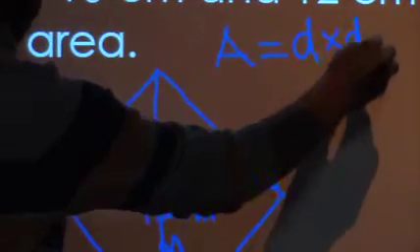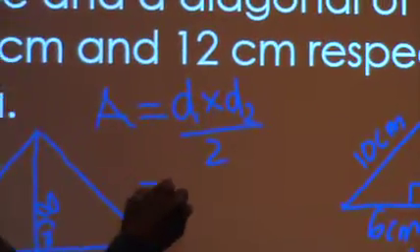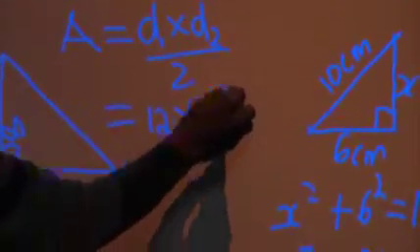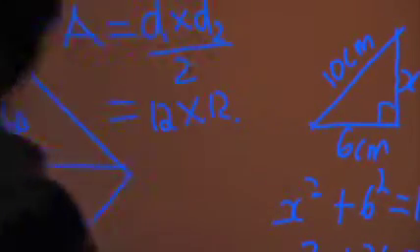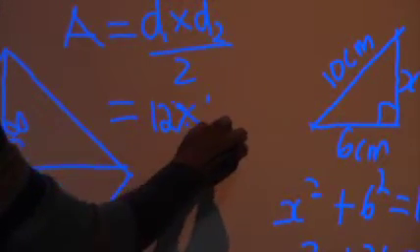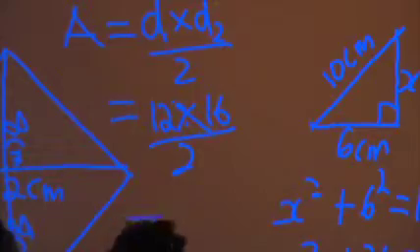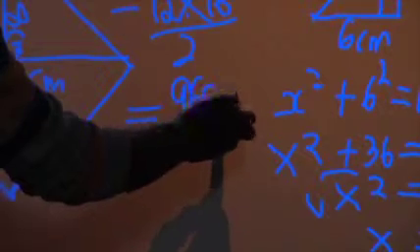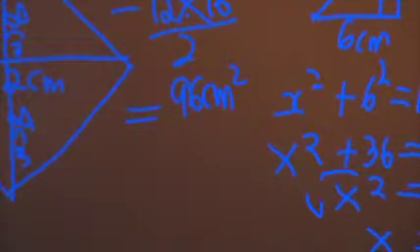We know by rule that the area of a rhombus is given by the product of the diagonals divided by 2. So our diagonals here will be 12, and the other one is 16. Sorry, I said 16 and I wrote 12. So let's redo that: 12 times 16 divided by 2. And what do we have here? We have 96 centimeters squared, because 16 divided by 2 would be 8, and 8 times 12 is 96.